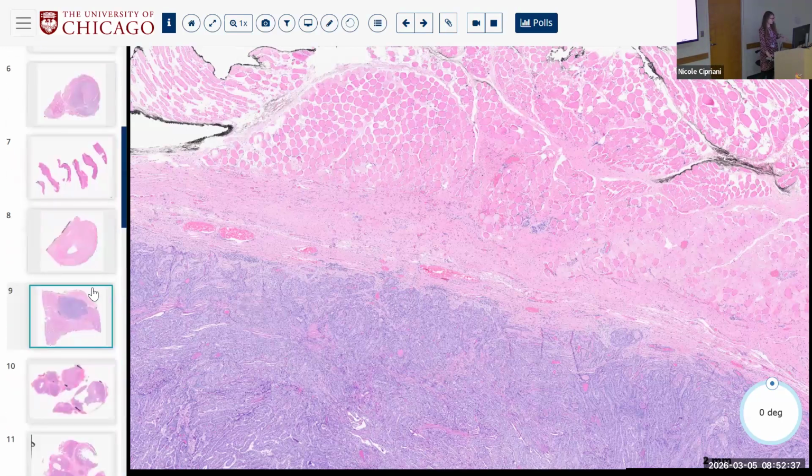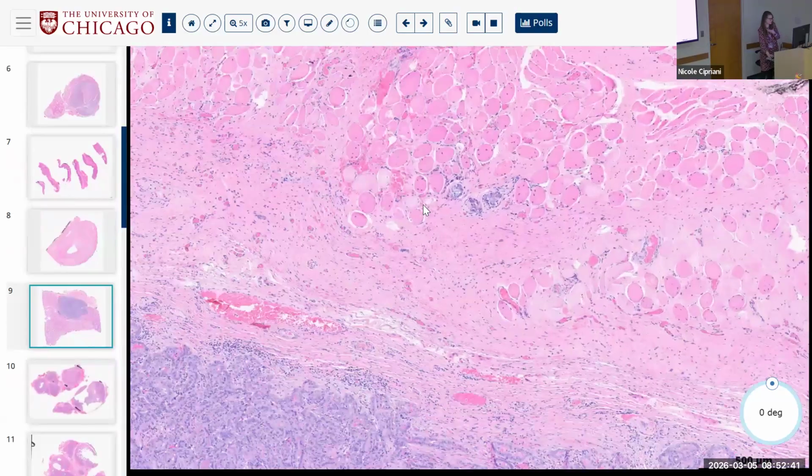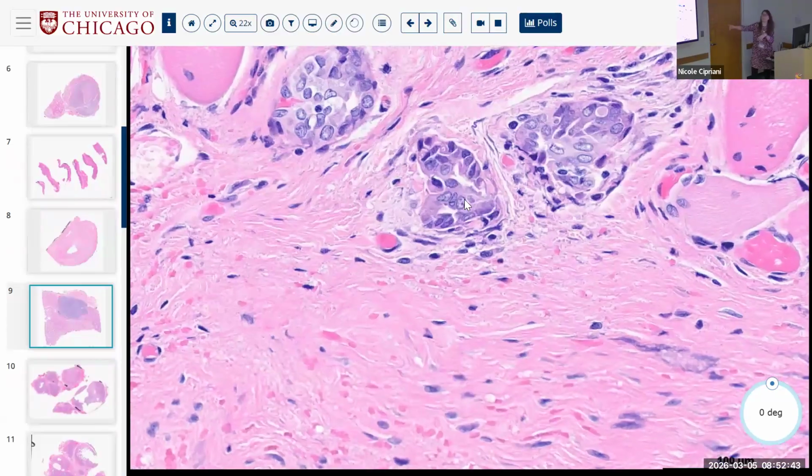I somehow missed, I think I had a BRAF IHC on this one. I apologize it didn't make it to this presentation. I can throw it in there later. But these are BRAF positive, right?